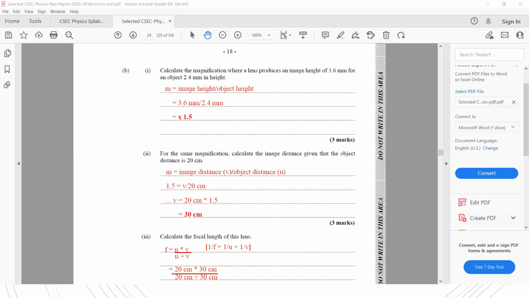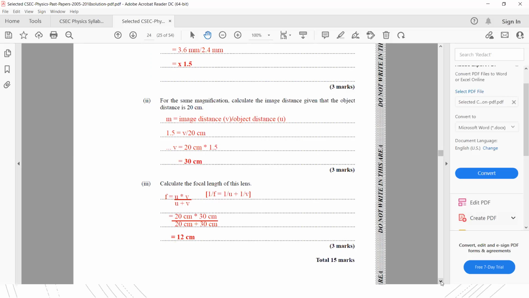Calculate the focal length. All right, so we know that the original formula says 1 over F is equal to 1 over U plus 1 over V. And we can make it a bit simpler and say that F is equal to U times V over U plus V. That's 20 times 30 over 20 plus 30. We're going to have 600 over 50, and that's 12 centimeters.